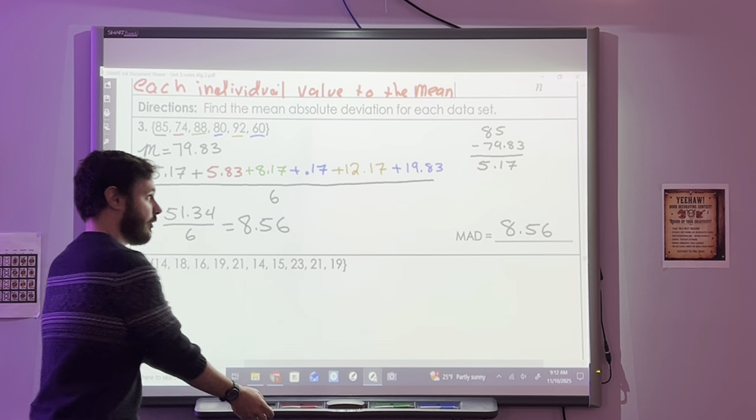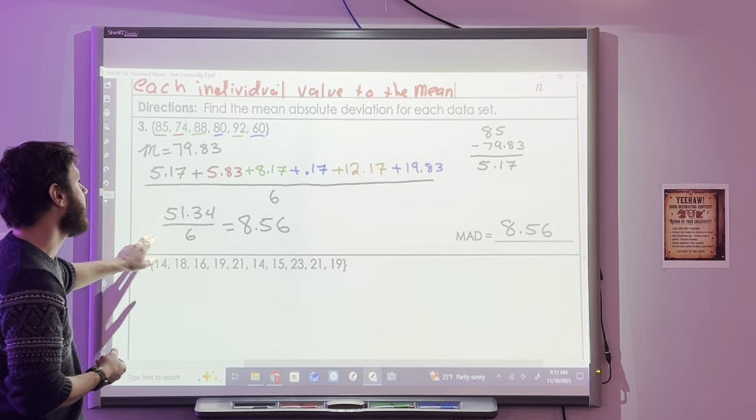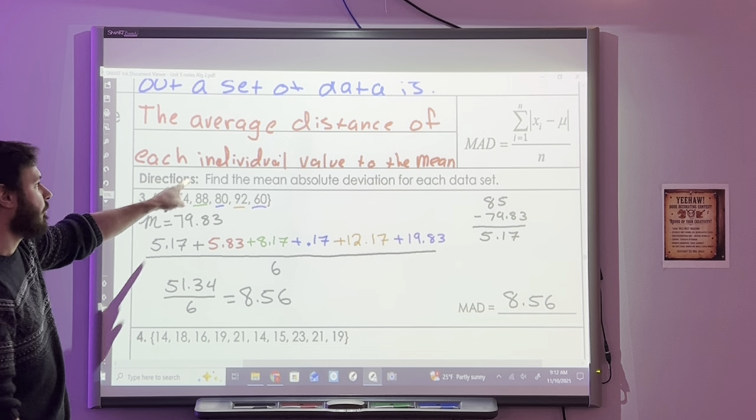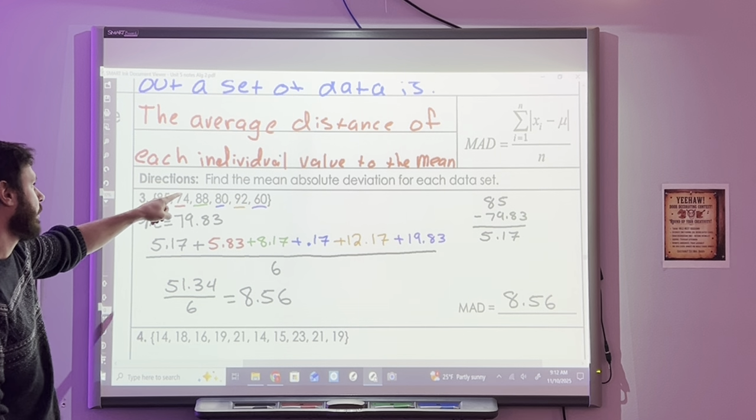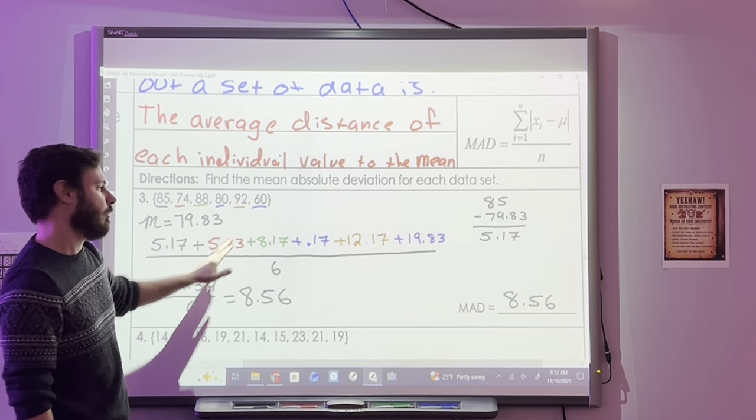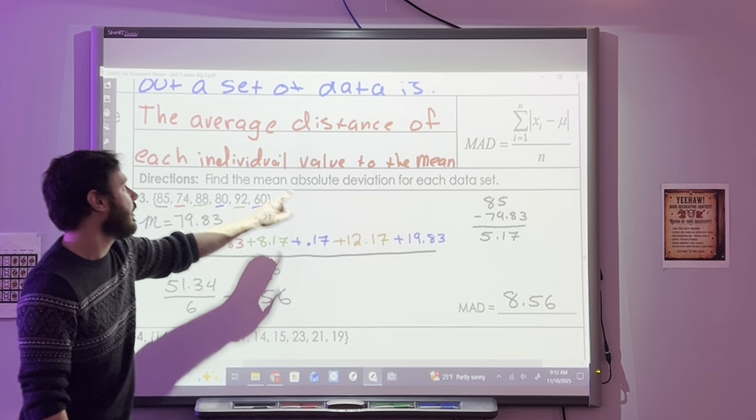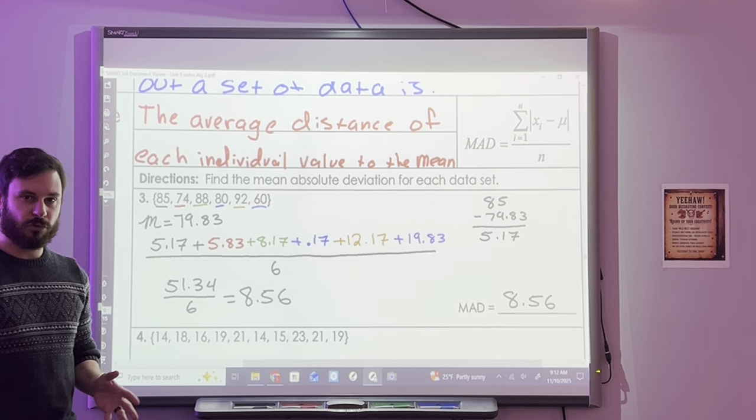Okay, so let's think, what does this mean? The average distance of each value to the mean. So I found the distance of each value. That's my rainbow colors. And then I found the average of those. Okay.